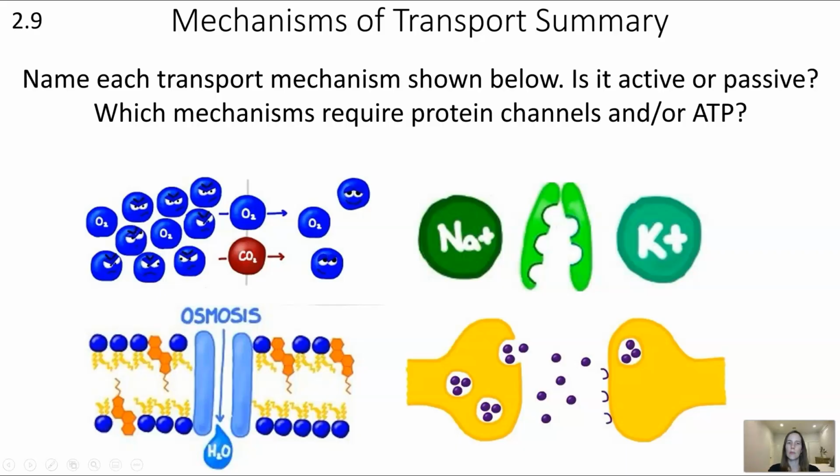So let's start with a review. Look at the pictures here and see if you can figure out which mechanism of transport it's representing. So name the mechanism of transport, state if it's active or passive, also state if it requires protein channels and/or ATP.